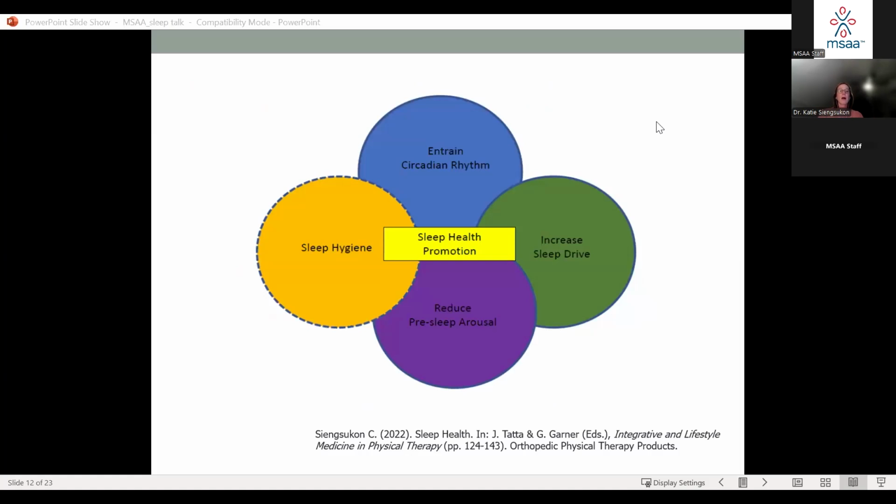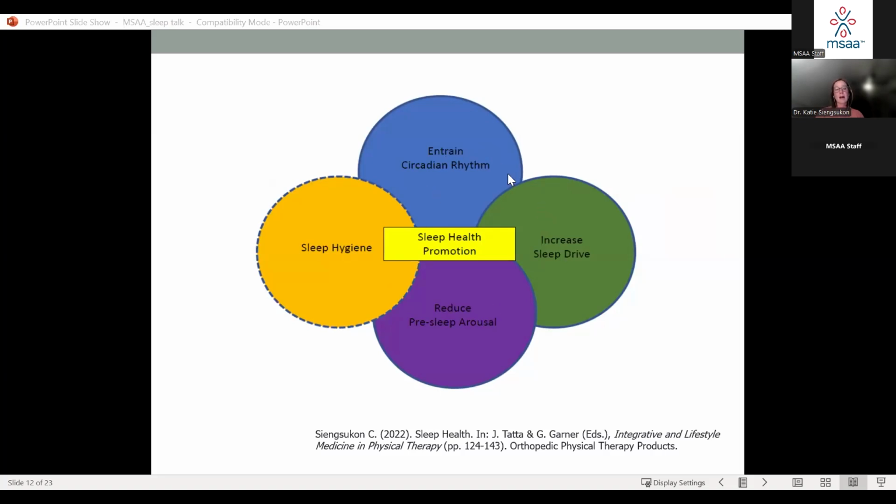And so cognitive behavioral therapy for insomnia is a specific intervention for people with insomnia, but we have also then taken those main principles and we refer to it as sleep health promotion, because everybody has sleep health. It's on a continuum. Some people have really good sleep health and some people have really poor sleep health. And so we refer to promoting sleep health by filling up these 4 buckets.